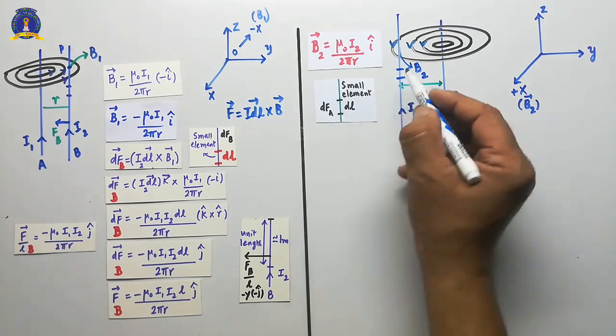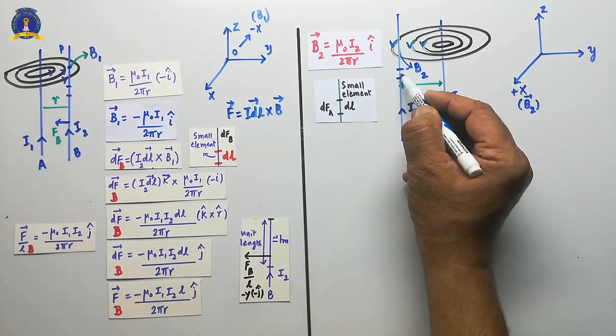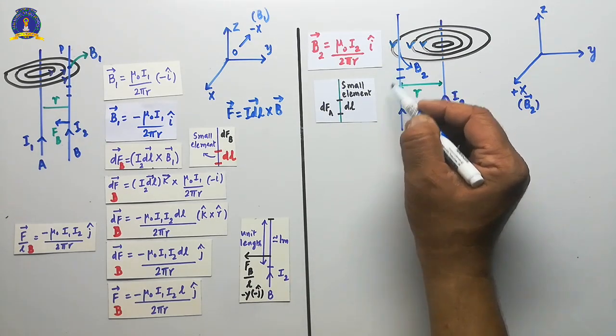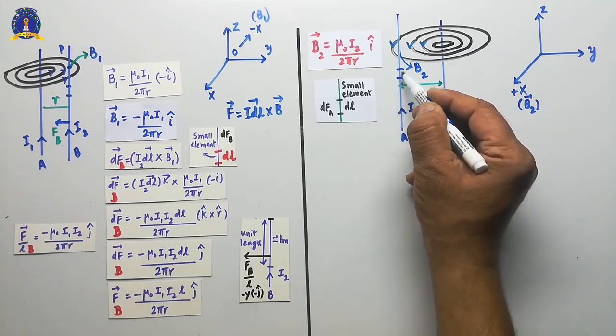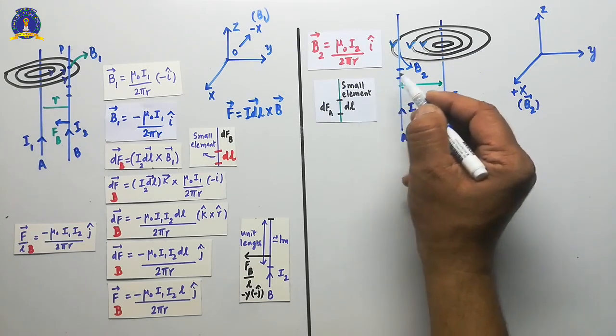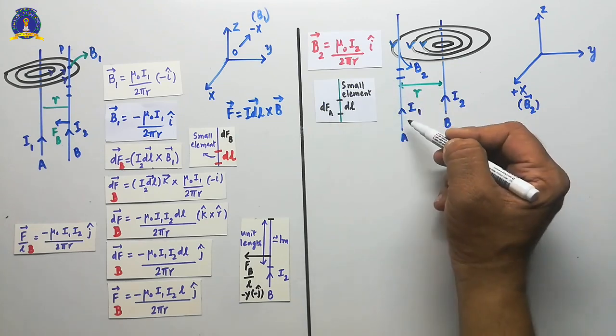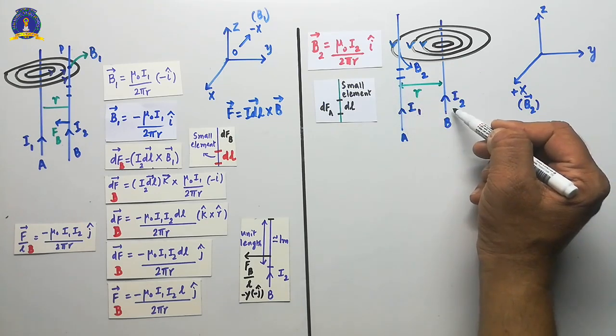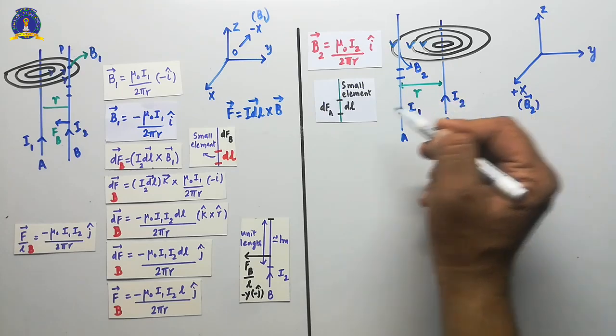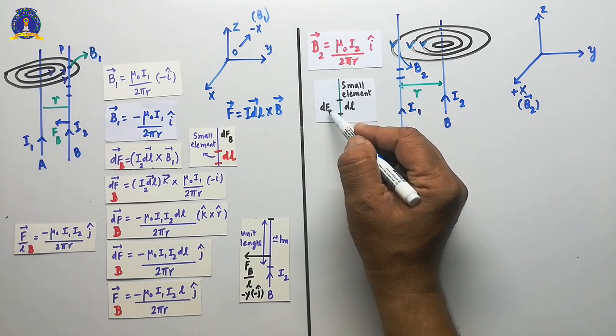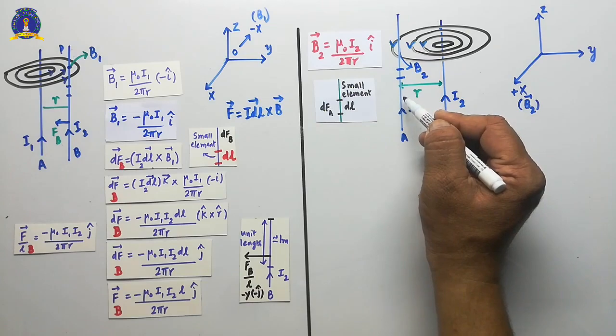Again I will repeat, this is a small element. Here we can't draw. That's why this portion is magnified here. The small length can be called as DL. Here there will be a small Lorentz force acting because this current carrying conductor is placed in the field of the second conductor. DFA. What is DFA? Force experienced by the first conductor.